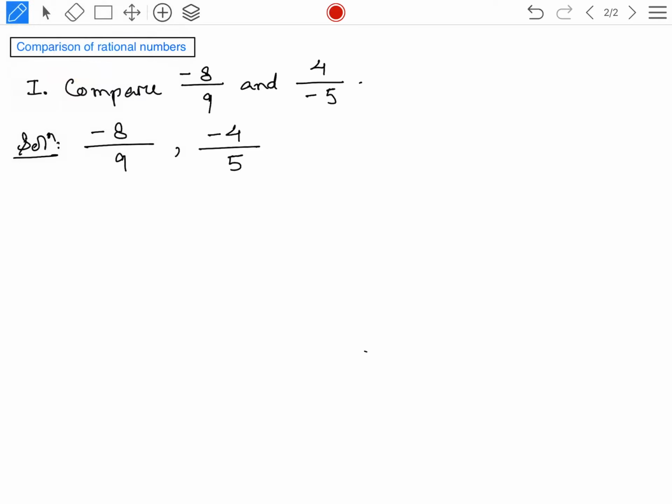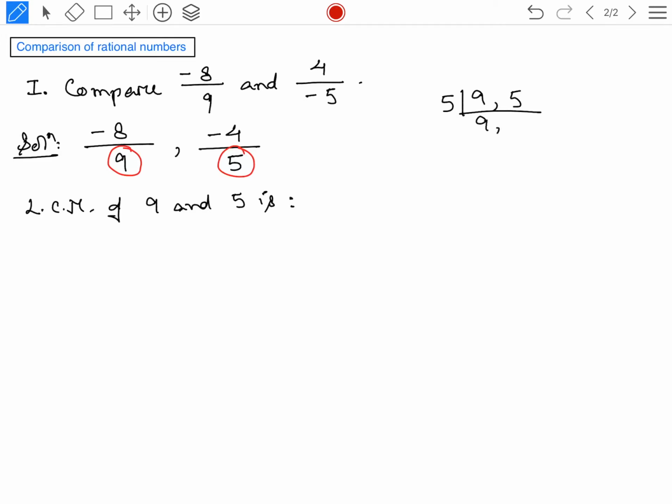Okay, so we need to compare these two rational numbers. Now first step, you need to find the LCM of the denominators. That means, see here, one denominator is 9 and other denominator is 5. Okay, first step, you need to find the LCM of 9 and 5. You will write LCM of 9 and 5 is how much? How do you find the LCM? 9, 5.